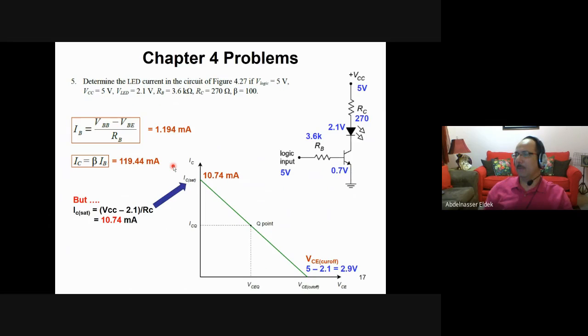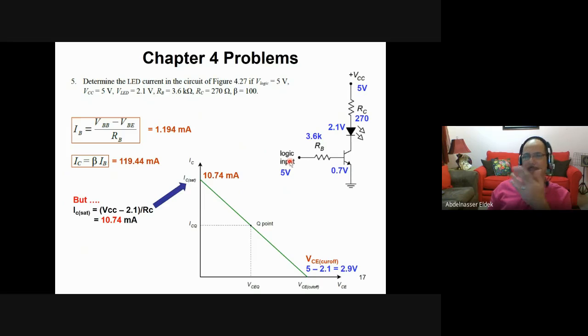Let us see a different problem here. We have this light emitting diode or LED. This LED has a 2.1 volt. Okay. So we have a voltage VCC here. This is certain voltage 5 volt, and we have this RC, and then we have LED, and then we have a transistor, and we have this RB, and we have a voltage here is 5 volt. This voltage is 5 volt.